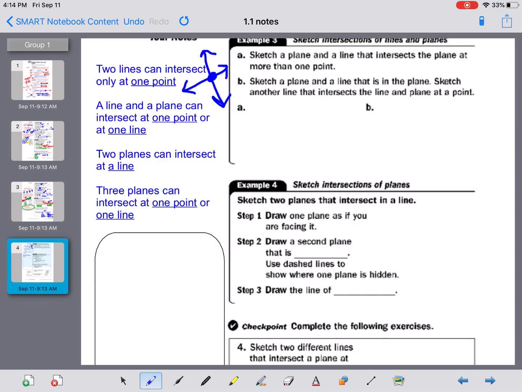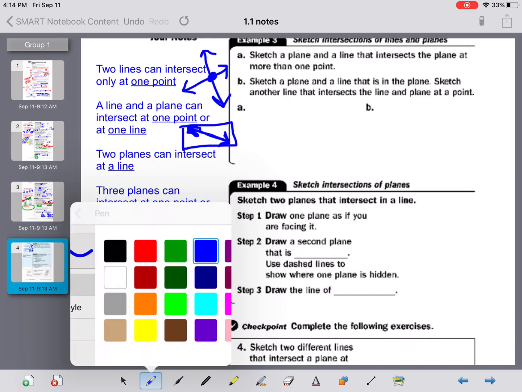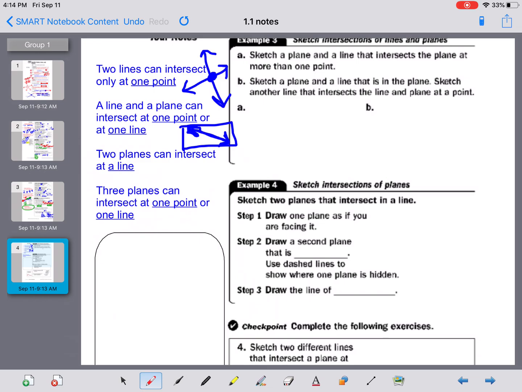A line and a plane can intersect at one point or at one line, okay? We have a plane, and I can draw a line right on top of that plane. That means that you have this intersection of a full line and the plane. They just keep going on and on and on forever, okay? Or I could have a line that is coming from the top here, and it pokes through the plane and comes out the bottom. So in that case, that line only touches that plane at one point, okay? Just one time.